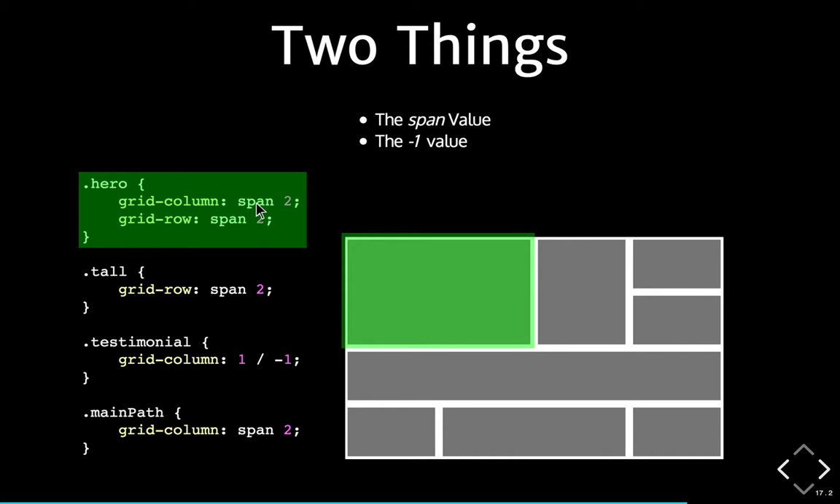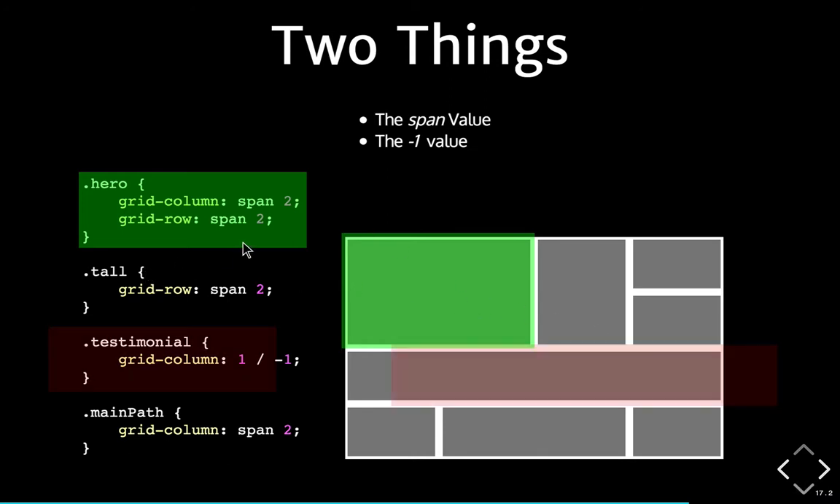Span is defined as the item starts where it naturally is and takes up 2 columns and or 2 rows. So here we have a grid column and we call span 2. So it's going to take up 2 columns. Then we have grid row and we call span 2 and it's going to take up 2 rows. So span 2 on the column, span 2 columns, span 2 rows. We could call 3 or 4 or 5 or 6 and it would span the whole way.